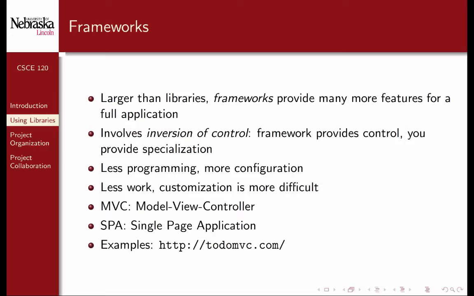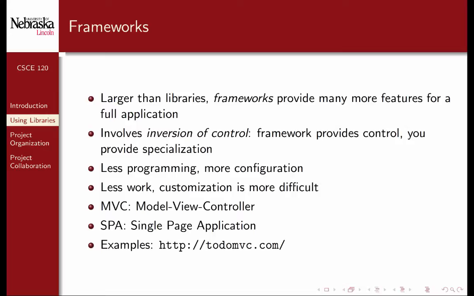Whereas a library provides functionality that you can choose to use in your own application, a framework provides inversion of control. That is, the framework provides the basic control and you provide specialization. Using a framework means that there's far less programming and far more configuration. There is less work, but customization becomes more difficult because you have to use the functionality that the framework provides.